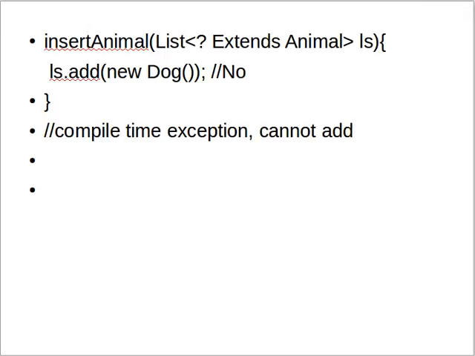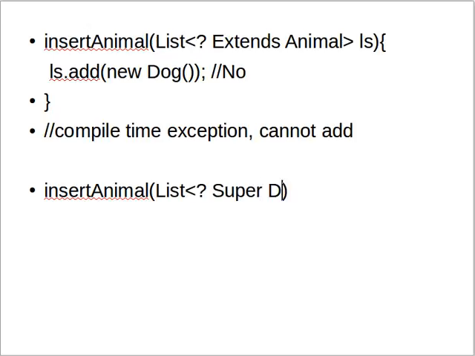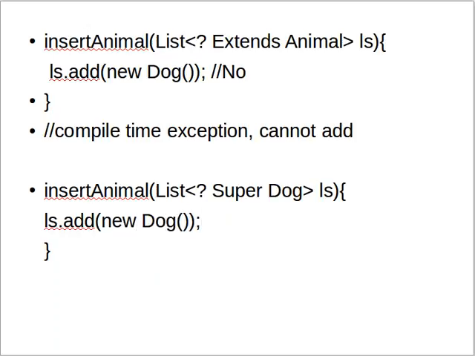Now there is one more scenario where you can do this, that is you can use the wildcard and at the same time add to the list. Let's write a method for this scenario: animal, and say list of wildcard, and this time we will say super dog, List<? super Dog> ls. If you define the method in such a way, and then try ls.add(new Dog()), this will work perfectly fine. And this is straightforward because we are adding a dog to a list of dogs.